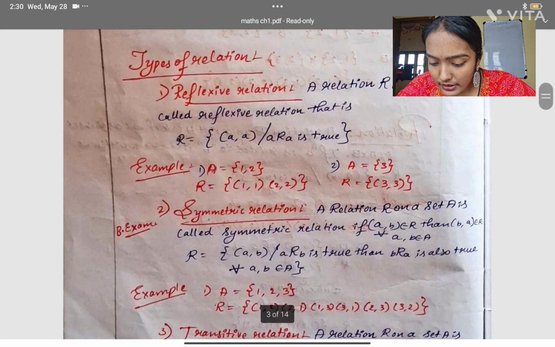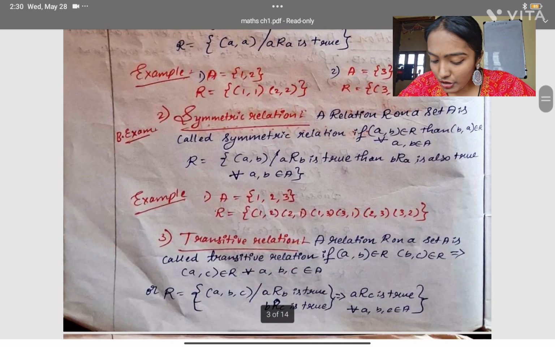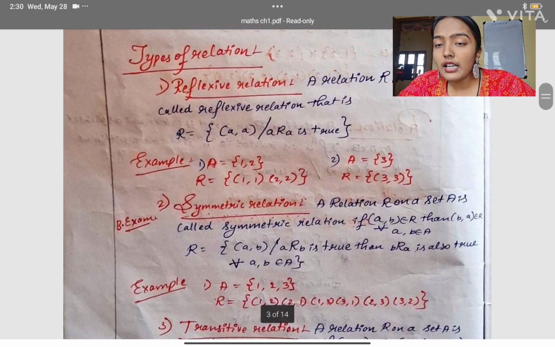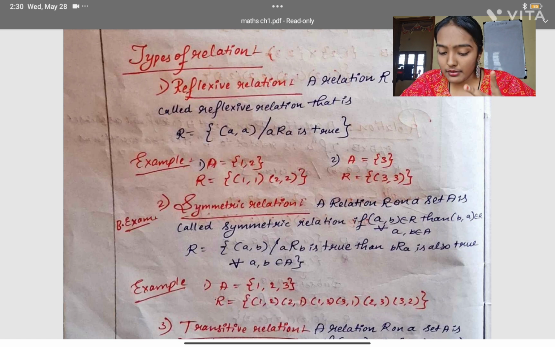And then what we saw is reflexive relation, symmetric relation and transitive relation. The condition is what? Reflexive relation: (A,A) should belong to R, and (B,B) also belongs to R, like that. Okay, the first element and second element should be the same. Symmetric relation is what? If (A,B) is there in the relation, then (B,A) should be there.